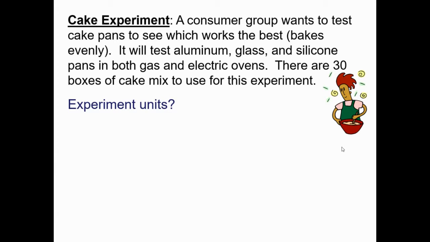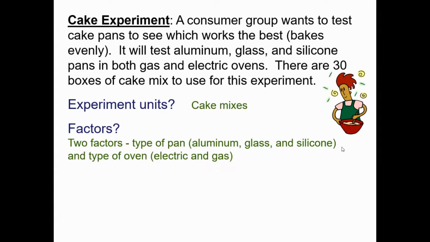So we said cake mixes are the units. What are our factors? Or what are our different treatments? Types of pans and types of ovens. Yes. We've got two factors, pans and ovens.